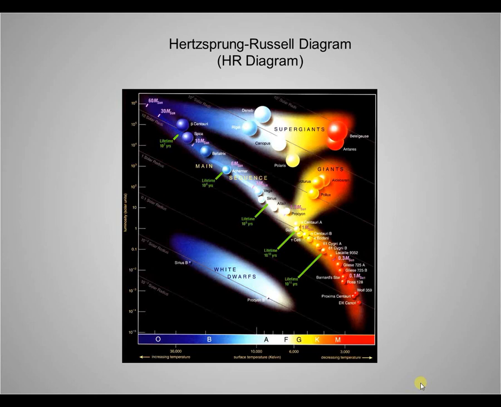So this diagram here looks a little bit crazy or confusing, and I'm going to take a little time to carefully explain what it is you see before you. This is known as a Hertzsprung-Russell diagram. Sometimes people just refer to it as an HR diagram, H for Hertzsprung, R for Russell. And what it does is it tries to organize the stars a little bit more clearly.